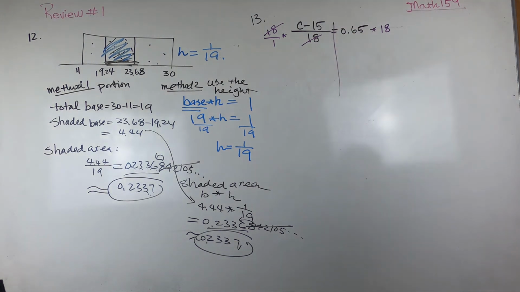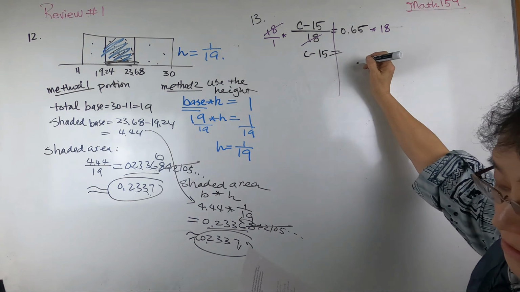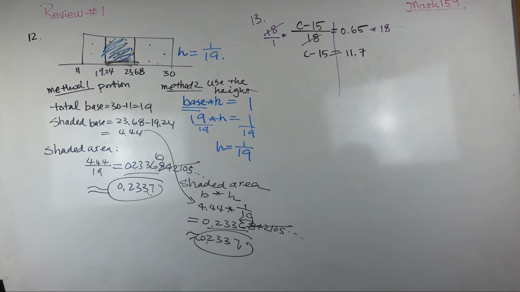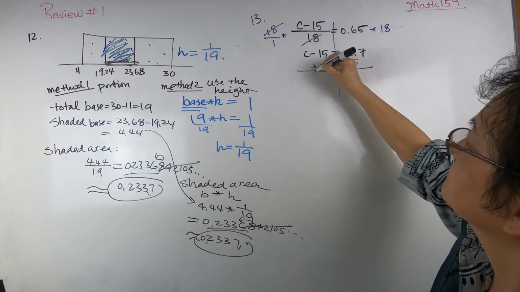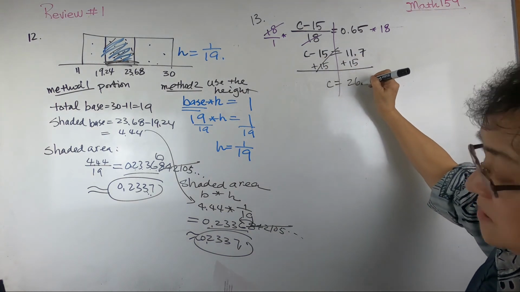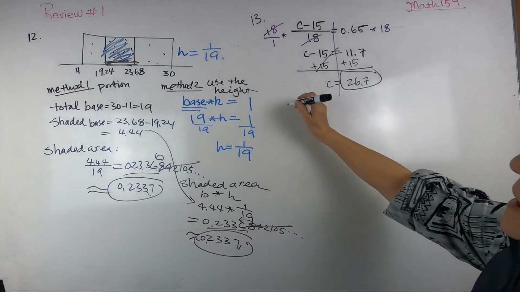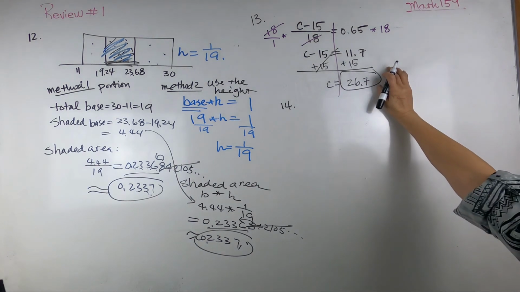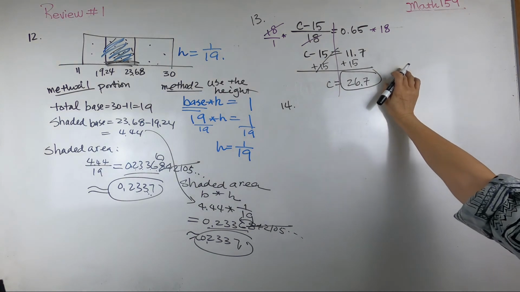Then what do we have? On your left-hand side, you should have C minus 15 now. On the right-hand side, use your calculator, you should have this. Then how do you get C by itself? Do the opposite, right? Then C would be 26.7. That's how we solve linear equations. And we are going to see some examples of how to use these skills to solve other problems.